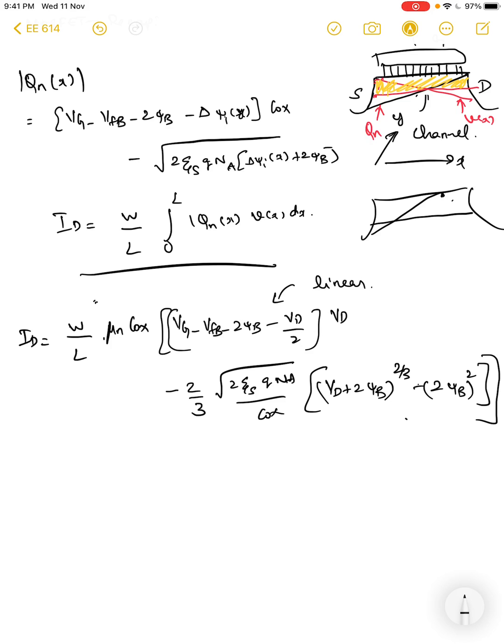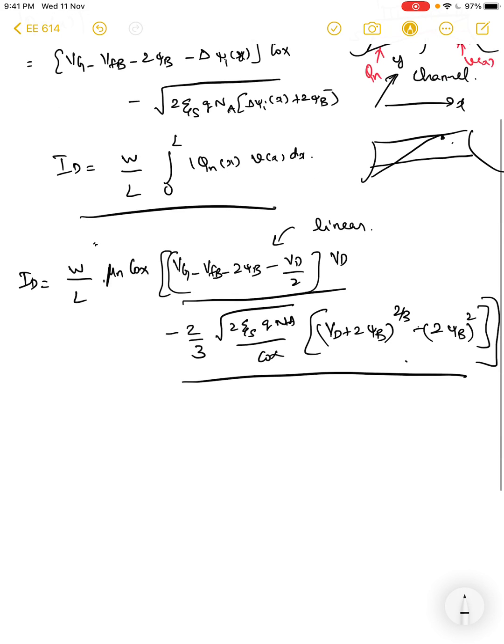And as Vd increases further beyond Vd sat, this term starts to negate the addition of current that this term gives. So basically each of them balance out to give you a constant current in the region where the channel is completely pinched off, right?